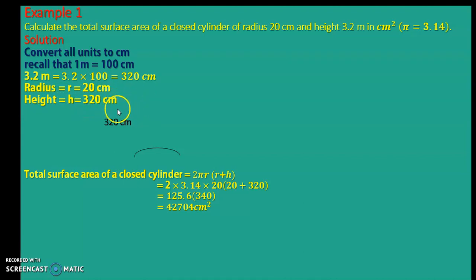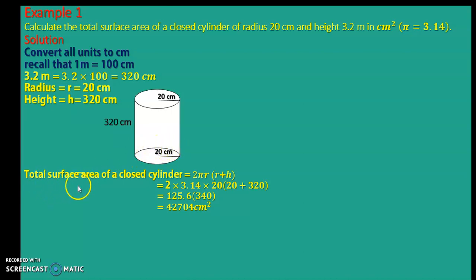Now let's take the sketch for the cylinder. Now this is a sketch of the cylinder. We have our radius for both the top and the bottom of the cylinder. Because it's a closed cylinder, we are going to have the radius for the top and the radius for the bottom of the cylinder.